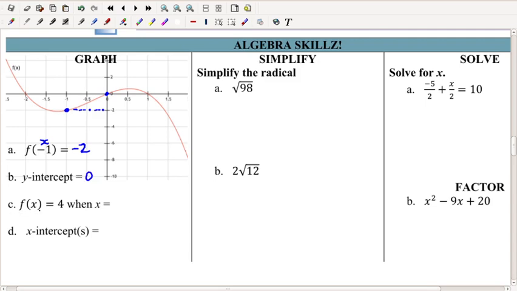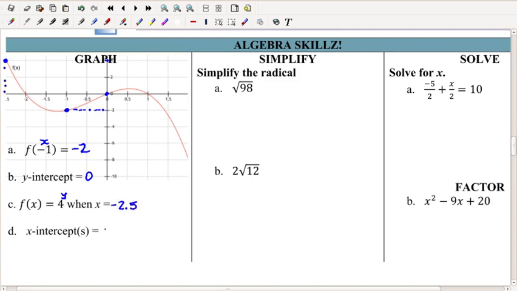Letter C, f of x equals 4 when x equals what? In other words, this is my y value. What is x when my y value is 4? So that's up here on my graph, 4. So I read over to my graph, that would be this point right here coming down on the graph. It's a little bit cut off, but I think this is negative 2.5.